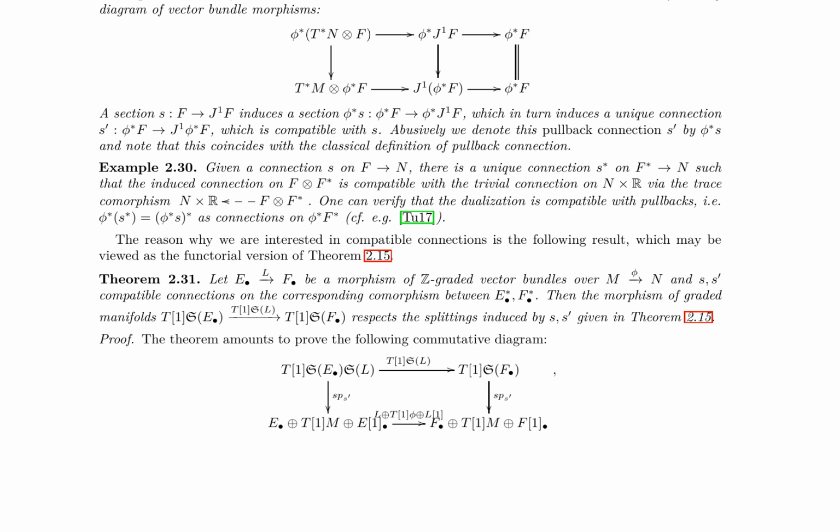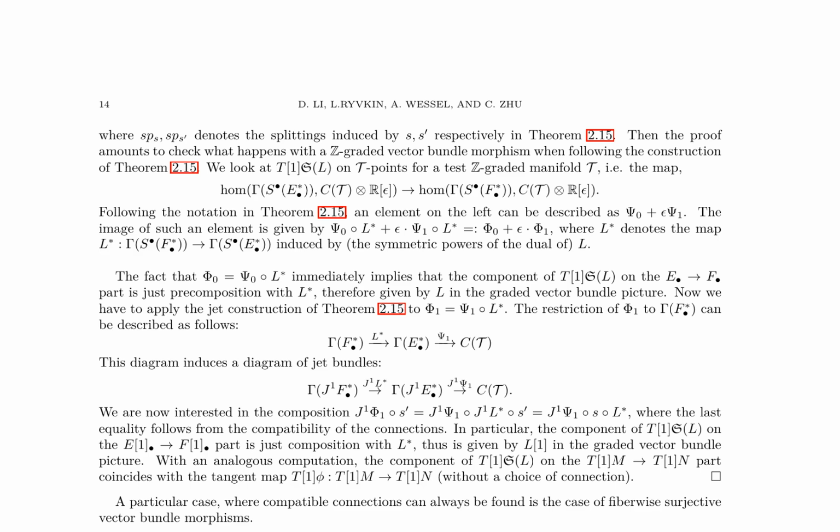A key theorem highlights the importance of these connections in respecting splittings induced by S and S in graded manifold theory. This technical detail is crucial for understanding the significance of these concepts for researchers in the field. The application of Theorem 2.15 to Z-graded vector bundle morphisms involves the construction of T, 1, S, L, on T-points.